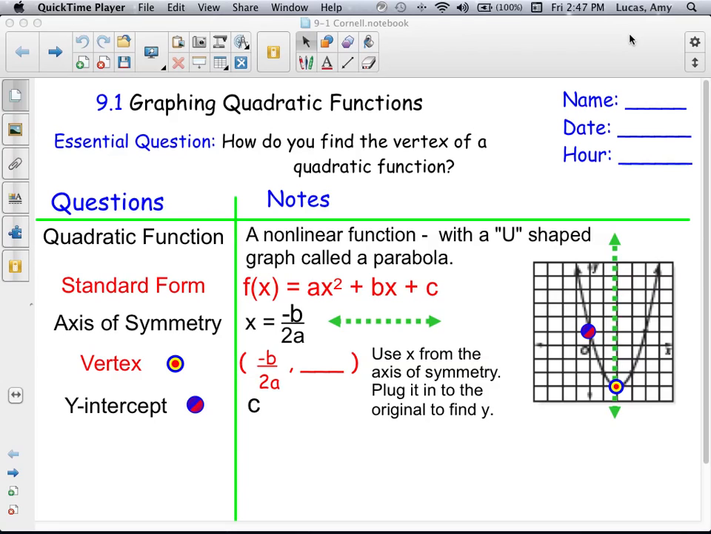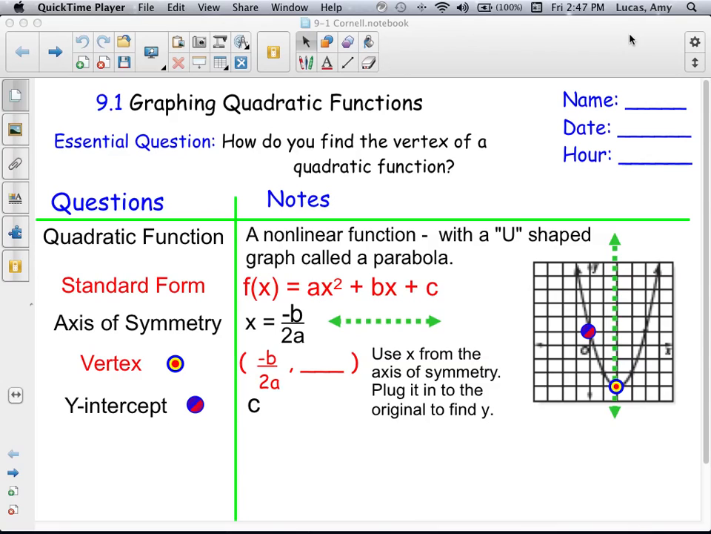The axis of symmetry. The axis of symmetry in my graph is the dashed green line. The axis of symmetry splits your parabola in half, because symmetry means that it would split it so that it's got 2 equal sides. You can think of one side of that parabola being reflected over the symmetry line to match the other side.